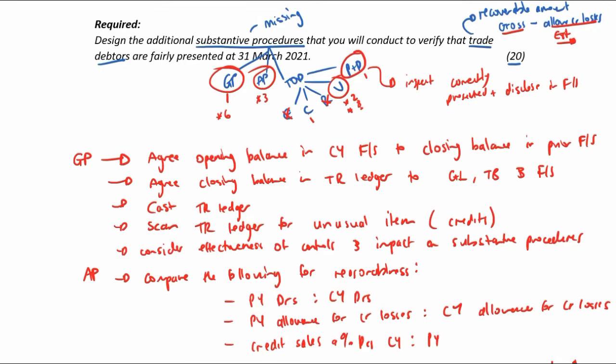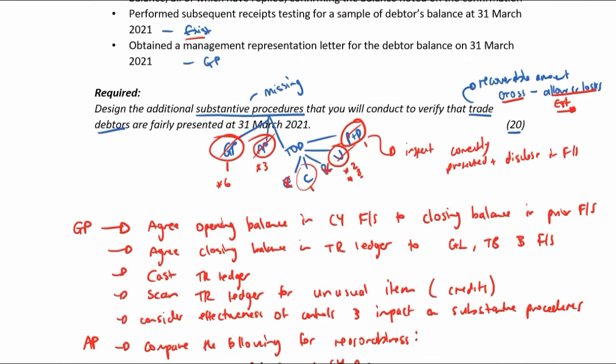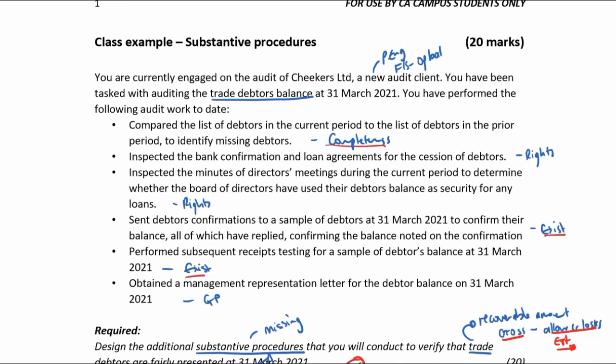Okay, so I've gone and done general procedures, analytical procedures, presentation and disclosure, valuation. What else can you do for completeness? They've gotten a confirmation. They have done the comparison. I'm not too fussed about that. I go back to my question to make sure I've addressed everything, and then I might pick up opening balances is a risk. A new client. So there could be misstatements in the opening balance.